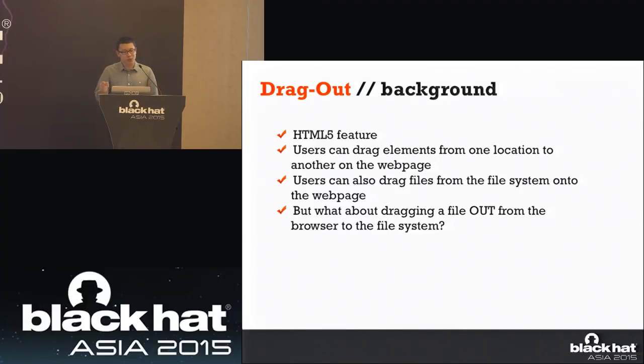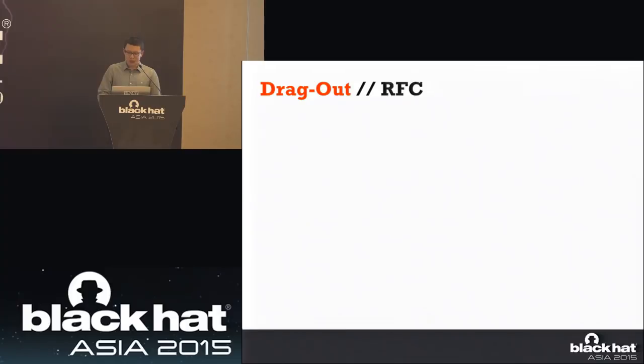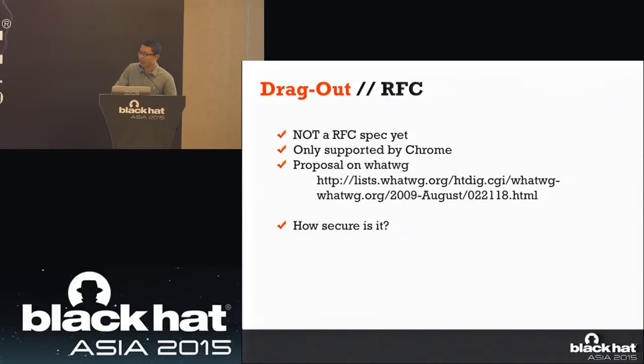That was interesting because when I came across it, I was using the Chrome browser and it asked me to drag and drop the attachment to download it to my file system. I could just drag it out and drop it to my file system. And the download finishes. It's like, how does it work? And can I just drag anything out? So it turns out it's not an RFC. And only one browser supports it, Chrome. And after that, I smelled an exploit.